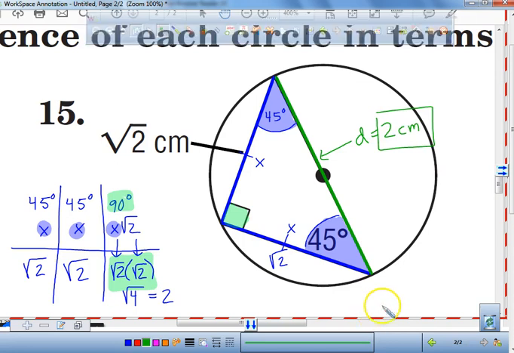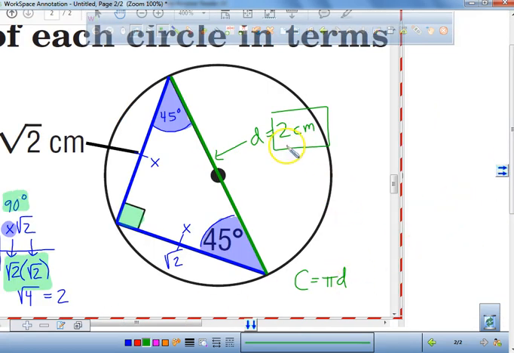Wait a second. What's the formula that we're using to find the exact circumference? Circumference is equal to pi times the diameter. Well, what is our diameter? Our diameter is 2. So what's our exact answer for this problem? No, that's our approximate answer. What's our exact answer?